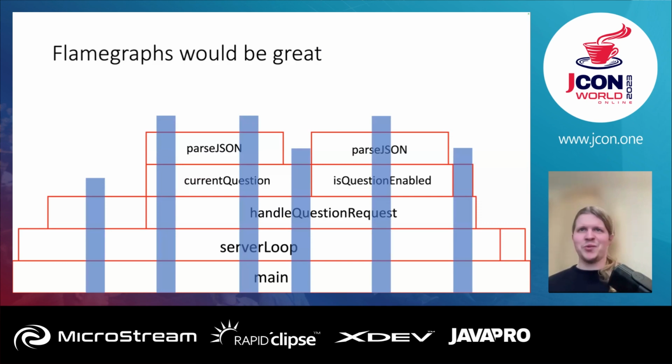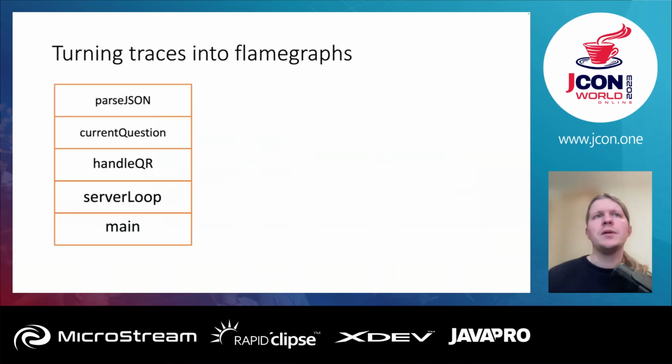Flame graphs would be definitely great, but what we essentially get is different stack traces, because that's what we're doing when we're sampling. We're asking the JVM broadly, so what are you doing for every thread? So consider now we have here a stack trace, where on the bottom is main, then server loop, then the question request, then the current question, then parse JSON.